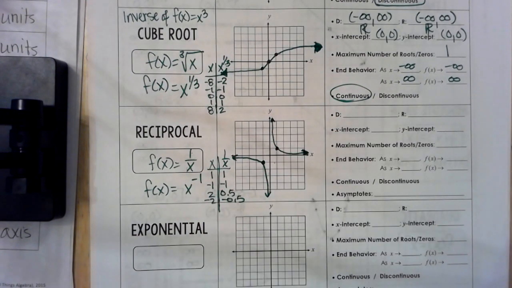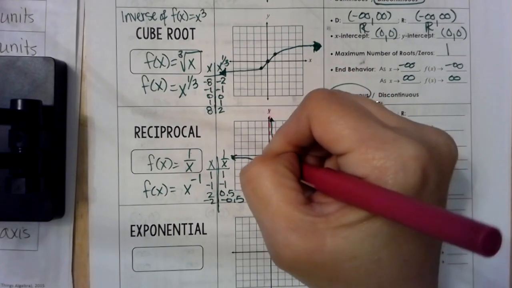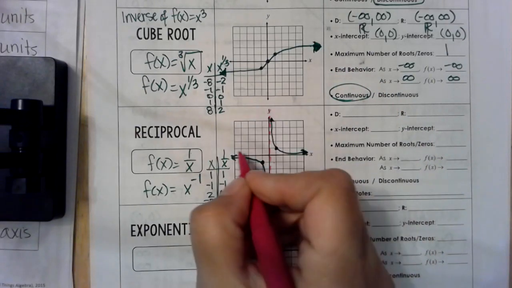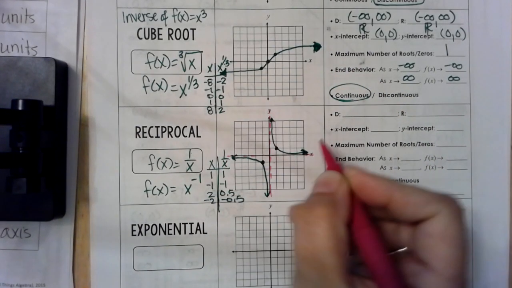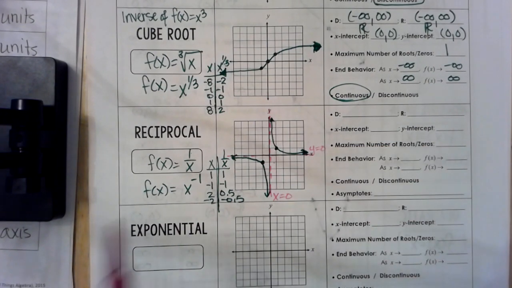Okay, and what ends up causing that is what we call asymptotes. So they are imaginary walls on the y-axis and on the x-axis, x equals 0 and y equals 0, that stop it from crossing over.